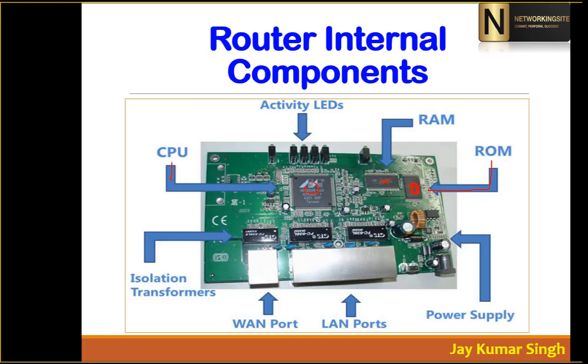This is your CPU, the central processing unit. This is your transformer, an AC to DC transformer, which converts AC to DC. These are some ports, WAN port, LAN port, and this is your power supply. This is just to give you an idea that when you open your router, you can identify how it is connected and what these ports are.